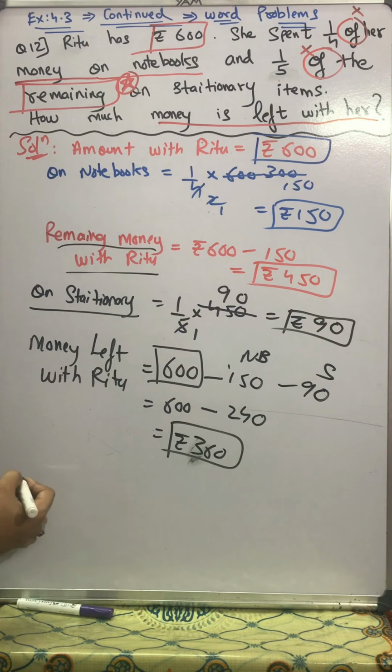Okay, so you have to write the final answer in statement form. Therefore, money left with Ritu is equal to rupees 360. You have to write it. Okay, please start, students.